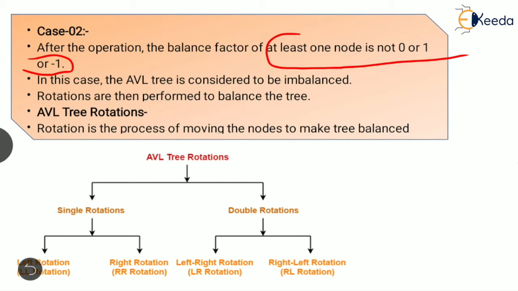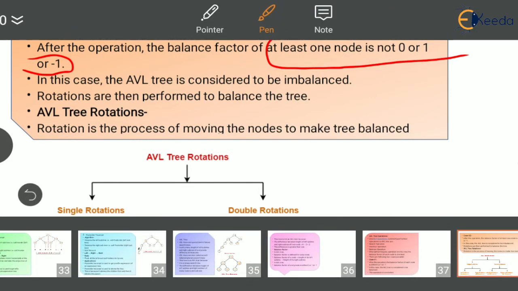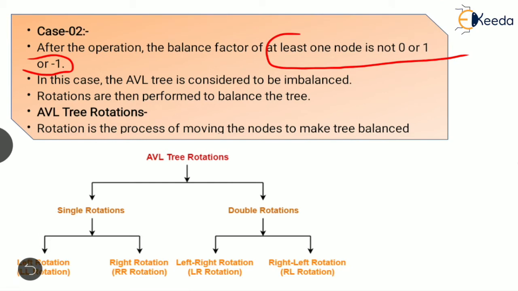AVL tree rotations. Now focus on the different AVL tree rotations. This is a subtopic of the main topic of AVL tree in chapter 3. For the AVL tree rotations, there is a tree diagram in front of you. That diagram denotes that rotations are broadly categorized into two types: first is the single rotation and second is the double rotation.